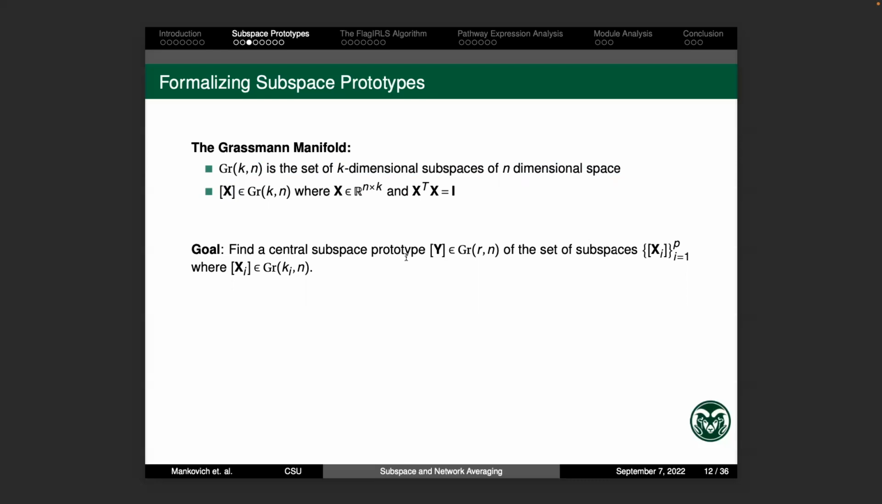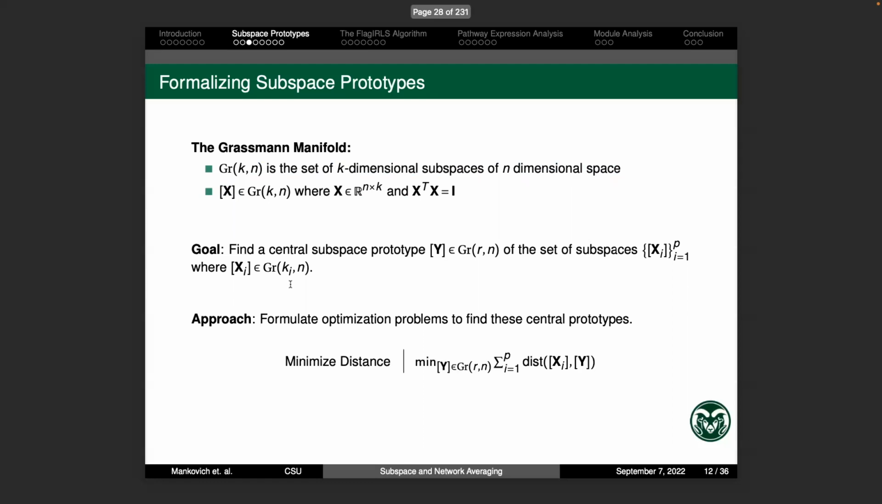So our goal here is to find a central subspace prototype Y, which is an r-dimensional subspace of n-dimensional space, of a set of subspaces. We have p of them, and each of them are different dimensional subspaces of n-dimensional space. So it seems kind of rough, but we will do it. So how are we going to do this? We're going to just write down optimization problems with orthogonality constraints to find the central prototypes.